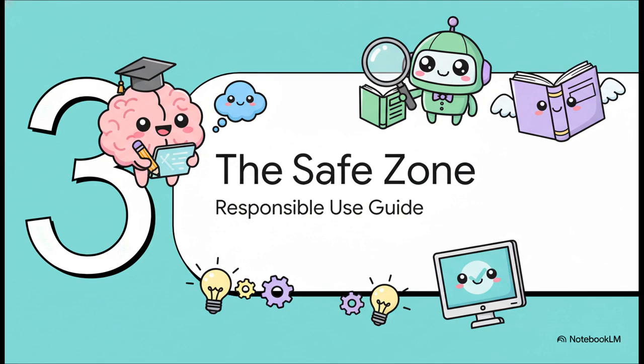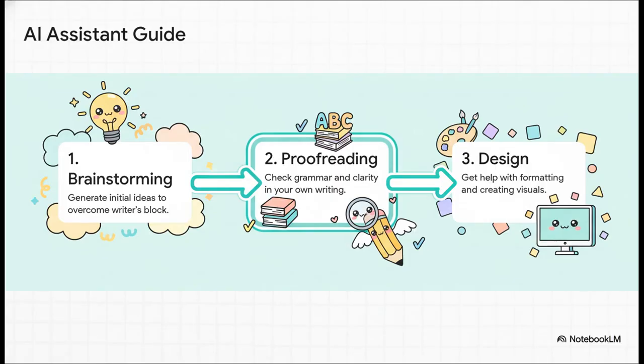Okay, I know that was a lot of warnings. You're probably wondering if there's any safe way to use these tools at all. And the good news is, yes, there is. So let's talk about what we're calling the safe zone. The secret is to always treat the AI like an assistant, not like the author. Here's a really clear 3-step guide to stay in that safe zone.